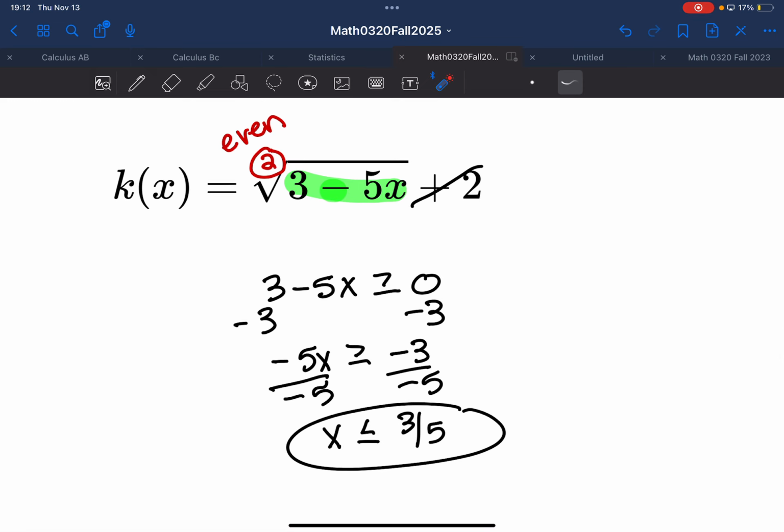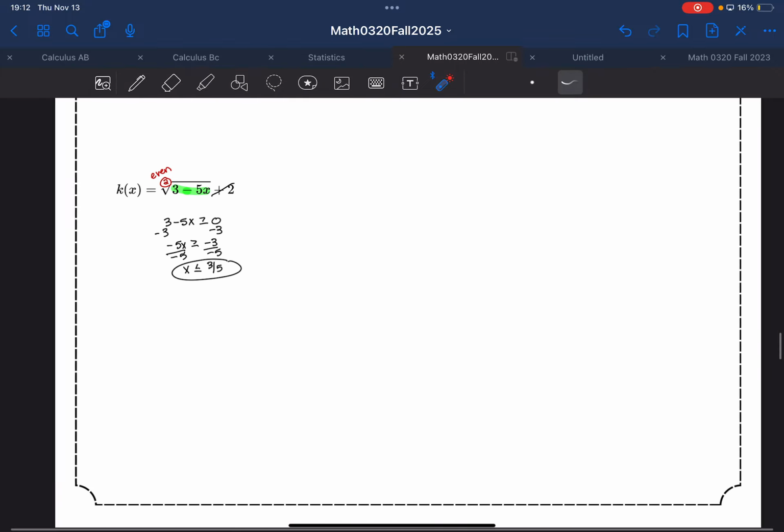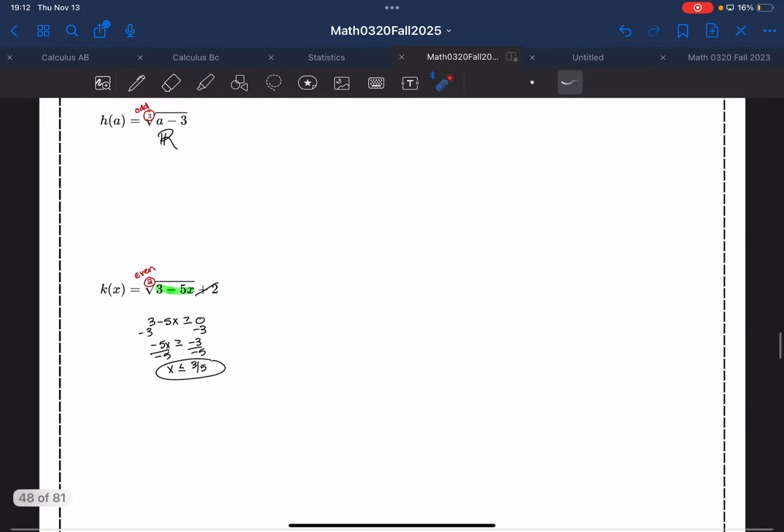This is a very important concept. This will be on the test. Being able to do domain. I know, I'm sorry. Inequalities are back. Was that our last one? Yep. Yes.